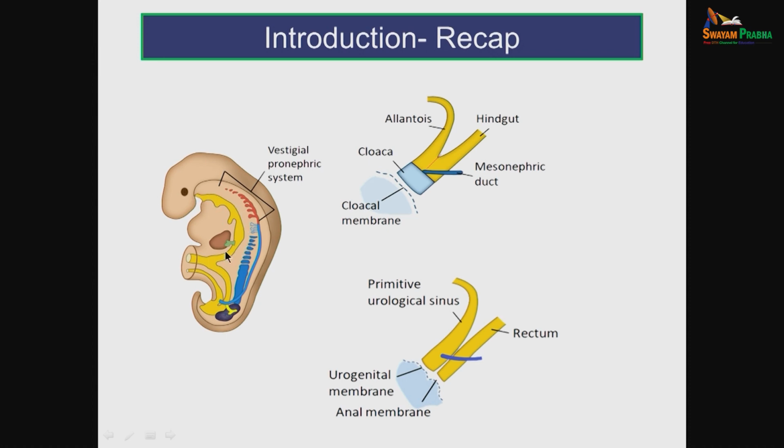You can see the primitive gut tube here, already showing the three subdivisions: foregut, the midgut loop, and this is the hindgut. The hindgut distal to the allantoic diverticulum is the cloaca, which is already subdivided here. This is the ventral part and this is the dorsal part. This is the primitive rectum and this part is the primitive urogenital sinus. Having read this, we will go into the development of the urinary system.